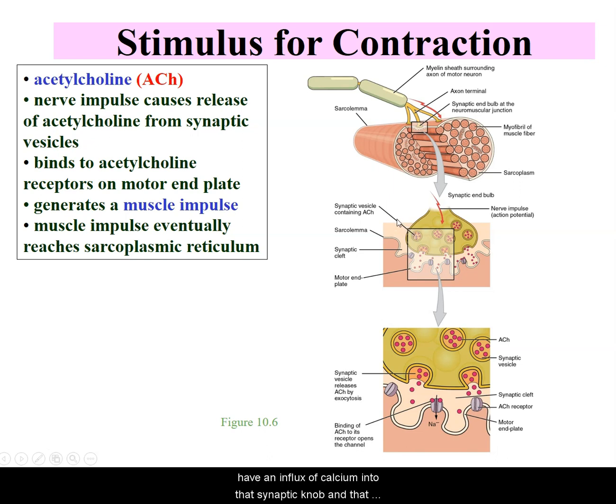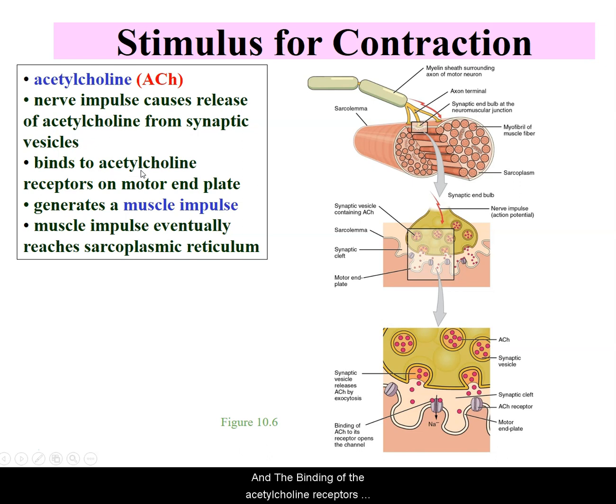influx of calcium into that synaptic knob, and that influx of calcium will bind to the synaptic vesicle that stores that neurotransmitter. It'll bind to the synaptic vesicle, and then that synaptic vesicle will release its neurotransmitter by exocytosis in this case. Now, there are many different neurotransmitters, but for muscle contraction we're going to focus on acetylcholine, and so it allows for the release of acetylcholine from that synaptic vesicle.